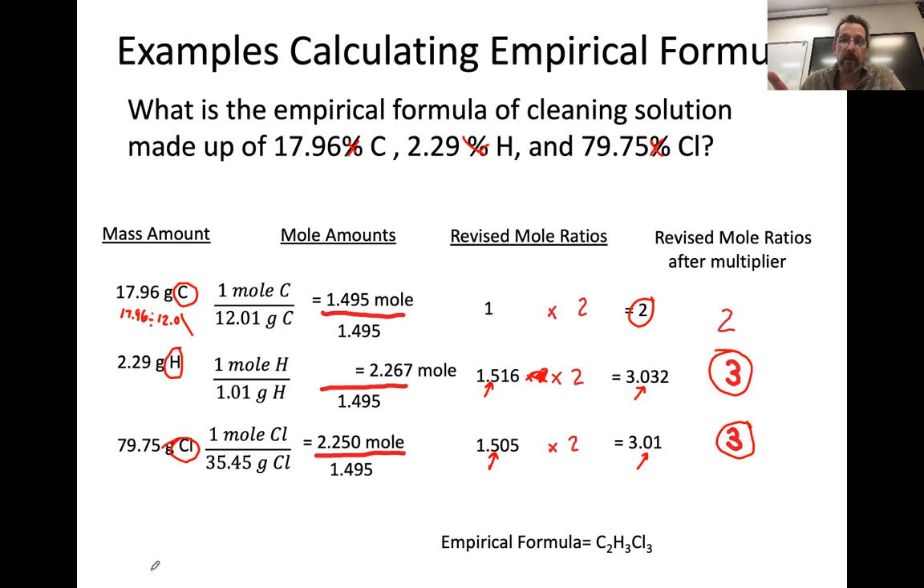Percent to mass, mass to mole, divide by small, in this case, multiply till whole. Won't always be used, that last step. But in this case, since these numbers right here were not within 1/10 of a whole number, we had to multiply by some value to create a whole number. Start with simple numbers, 2. If 2 doesn't work, move to 3. If 3 doesn't work, move to 4. Probably about 90% of the time, 2 or 3 work.